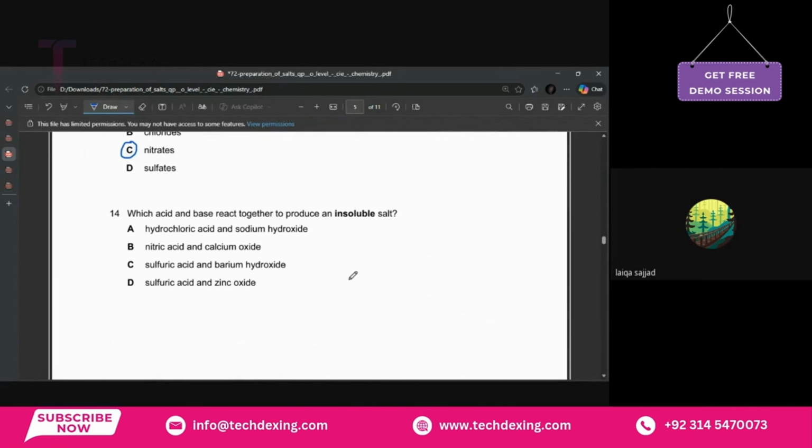Very good, excellent. Which salt will we get when we react sulfuric acid and barium hydroxide? Barium sulfate, which is insoluble. What will we get when we react hydrochloric acid and sodium hydroxide? Sodium chloride, and it's highly soluble. Nitric acid and calcium oxide give calcium nitrate. All nitrates are soluble, so it will also give you a soluble salt. Sulfuric acid and zinc oxide give zinc sulfate, which is also a soluble salt. So the correct option is option C.